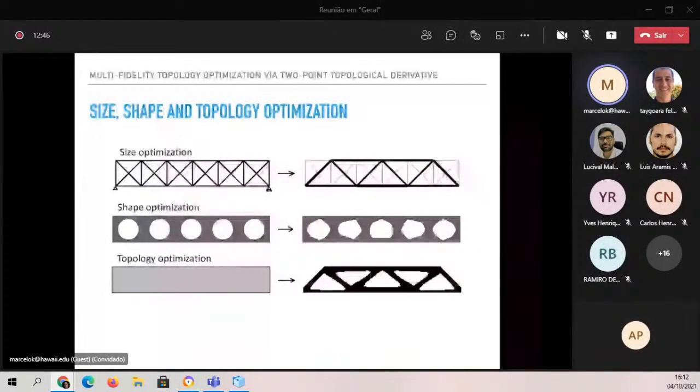Now, creating holes in a domain is a discontinuous operation, and so that's the distinctive aspect of topology optimization. That's very important for many reasons. I will touch on some of them in this presentation.